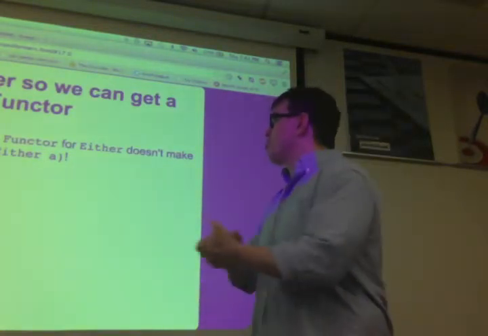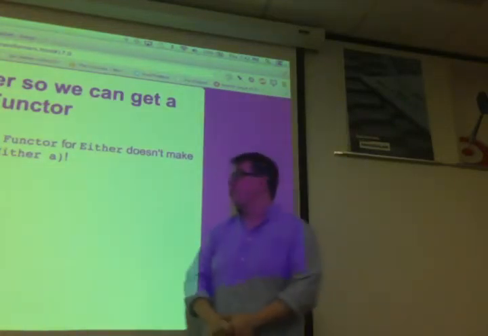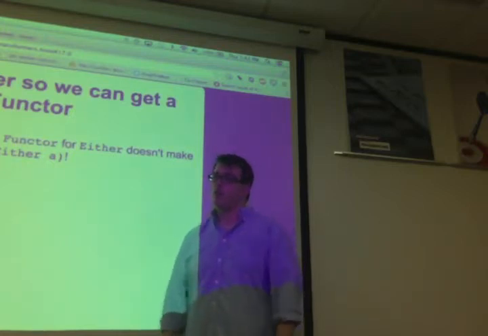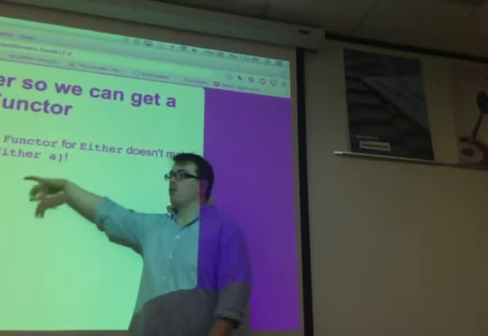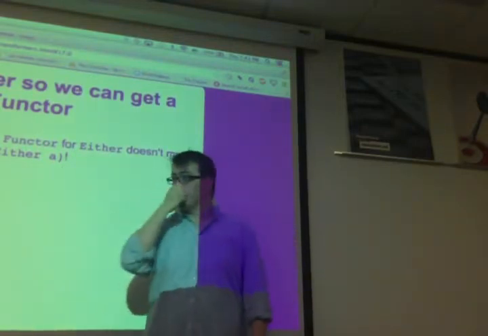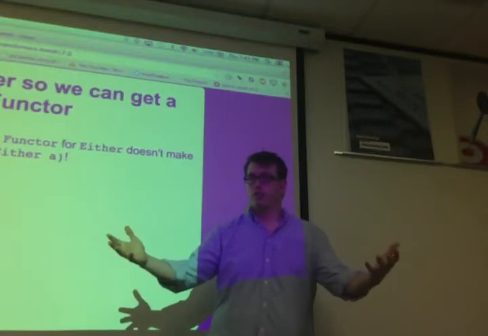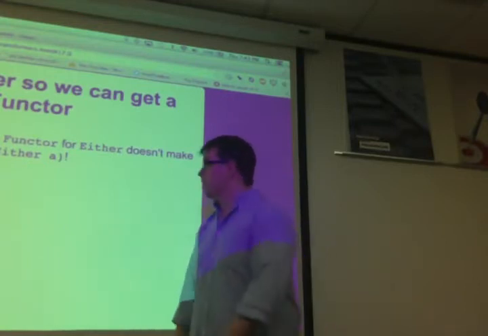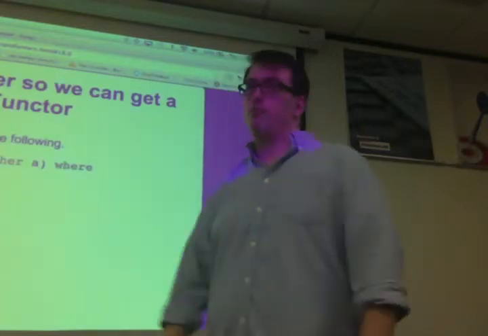Okay, so we can't talk about a functor for Either, but if we have Either A B, we can talk about a functor for Either A. So we've partially applied, whatever, who cares? We've applied the A, right? If I've applied A, how many arguments do we have left before we have a real, concrete type? Just one, right. So that gives us a star to star. Now it's going to type check.